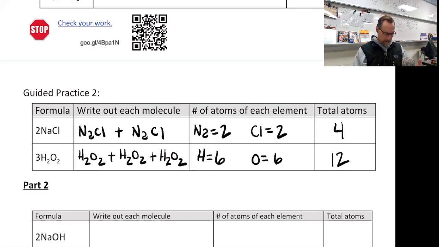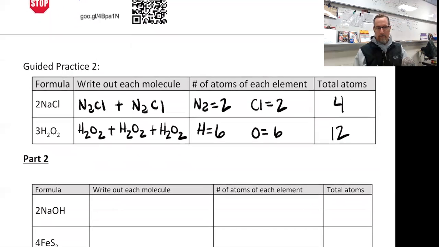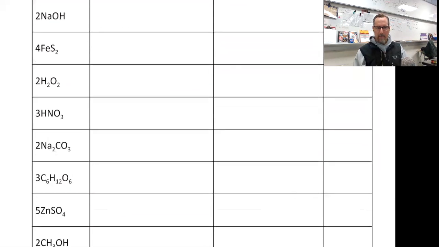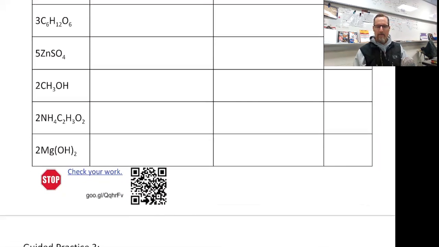Okay. So again, probably want to pause it right now. Go ahead and work through part 2 examples here. And then when you get done, check your answers down at the bottom.